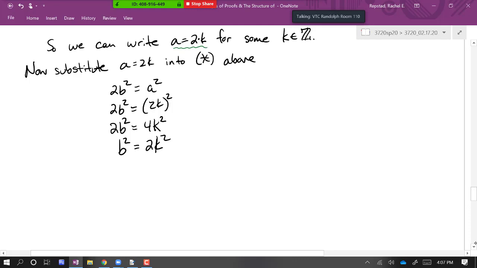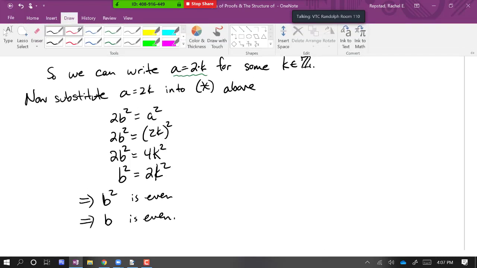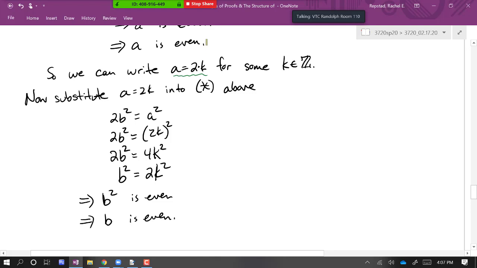What does that mean about b squared, rather? Let's do that one first. And so what do we know about b? Okay. Now we're almost done. Up here, we were able to deduce that a is even. And down here now we just barely deduce that b is even.